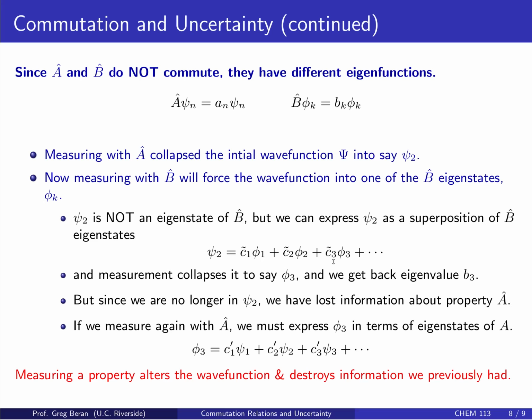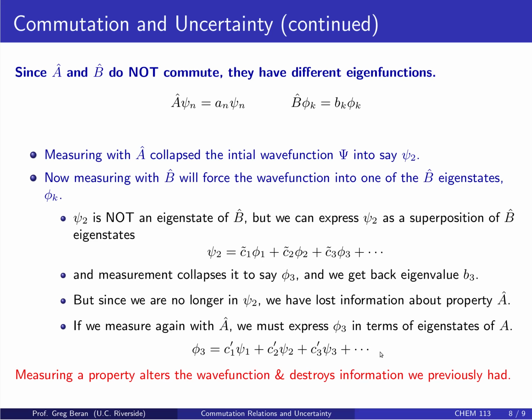But what's interesting is now we're in an eigenstate of operator B, and we are no longer in an eigenstate of property A. And so we've just actually lost information about property A. If we were to go back now, so we measured A, then we measured B, and if we try to measure A once again, we have to take this state we ended up in after measuring B, say phi 3, and we have to express it in terms of the eigenstates of A, psi 1, psi 2, psi 3, again with different numerical coefficients. This time I put primes on the coefficients, because again they have different values.